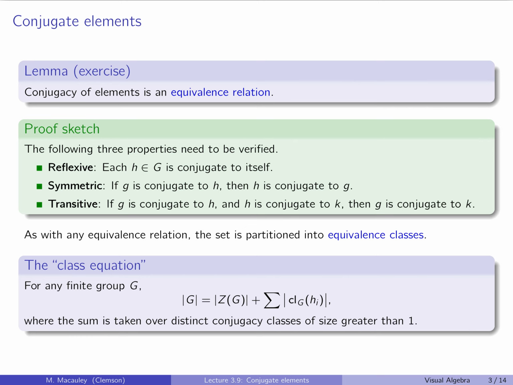Why is this true? Well, the equivalence classes, or conjugacy classes, partition the group. In the center, these are the ones of size 1. So if we add those up separately, we get the size of the center. And then what's left over are the equivalence classes, or conjugacy classes, of size bigger than 1.